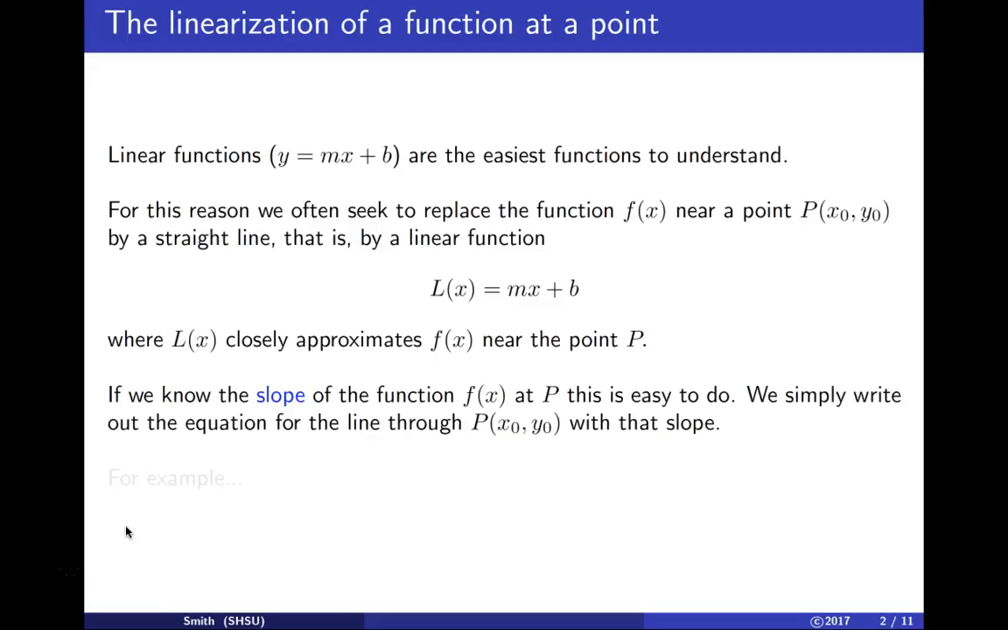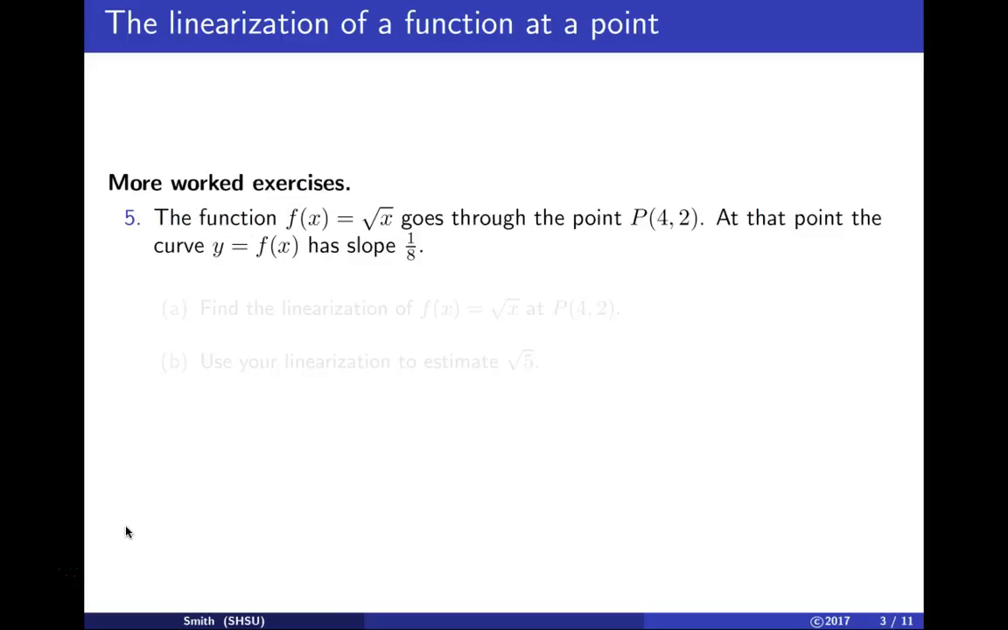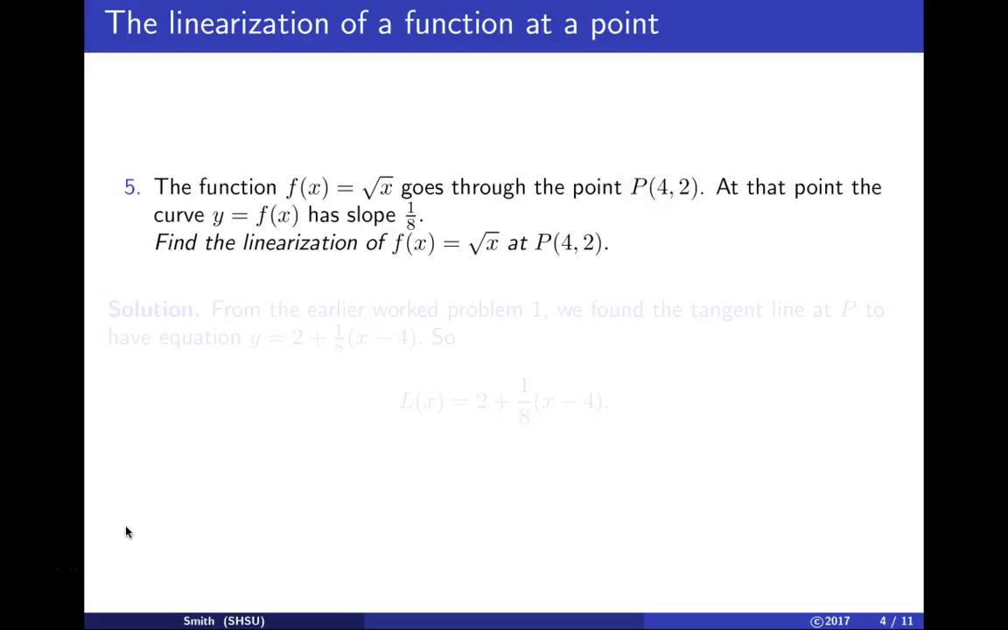We simply write out the equation for the line through P with that slope using the point slope form. For example, suppose we have the function f(x) equals square root of x, definitely not a linear function, going through the point (4, 2). You might verify that when we plug 4 into this function, we do get out 2. And suppose someone told us that at that point on the curve, my function has slope 1/8. Let's find the linearization of this square root function at (4, 2), and let's use our linearization to estimate the square root of 5. Now we've been given that the square root function goes through (4, 2) and has slope 1/8. We want to find the linearization there.